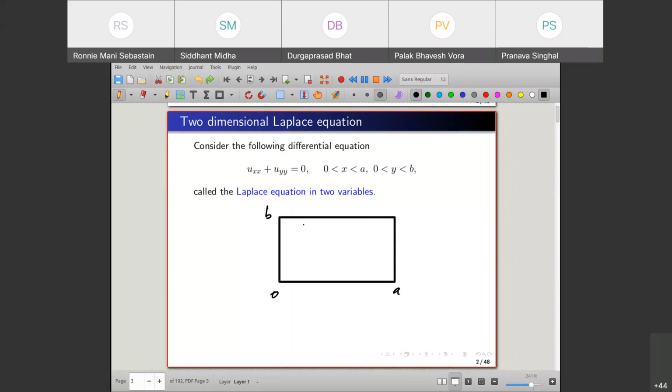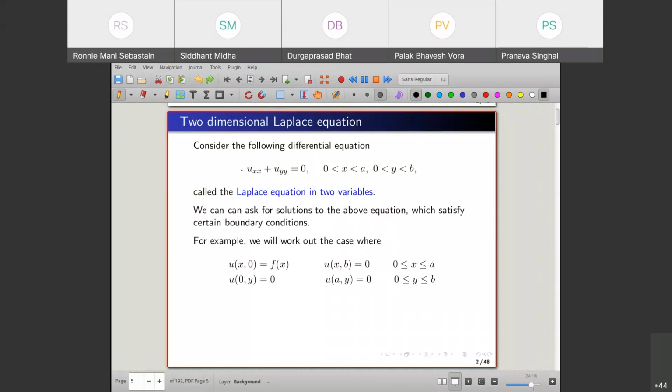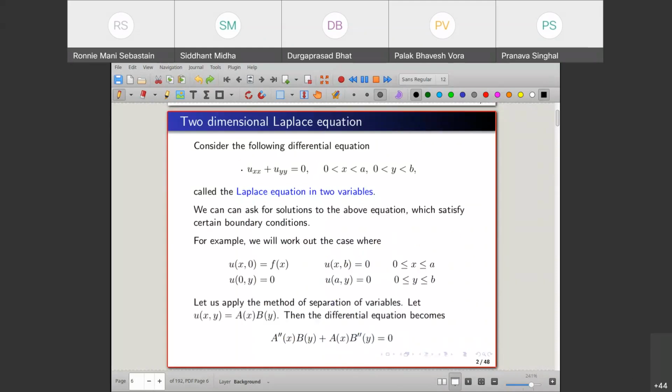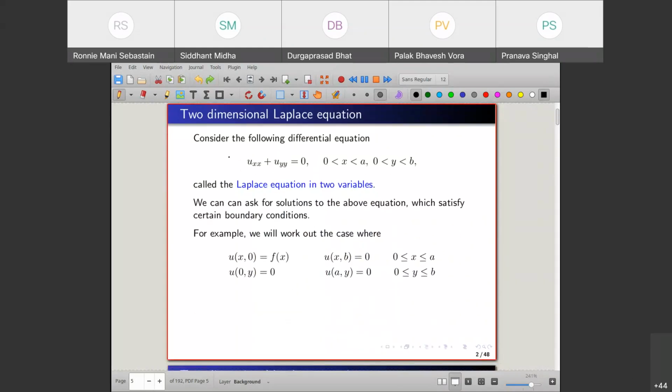So our u is a function in this region to the real numbers, and we want our u to be a twice differentiable function which satisfies this differential equation. And we are going to complicate our life even more. We are going to say that it satisfies these boundary conditions. So this is 0, this is A, this is B.